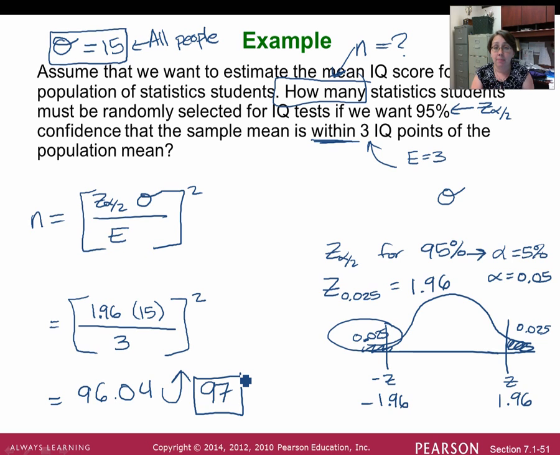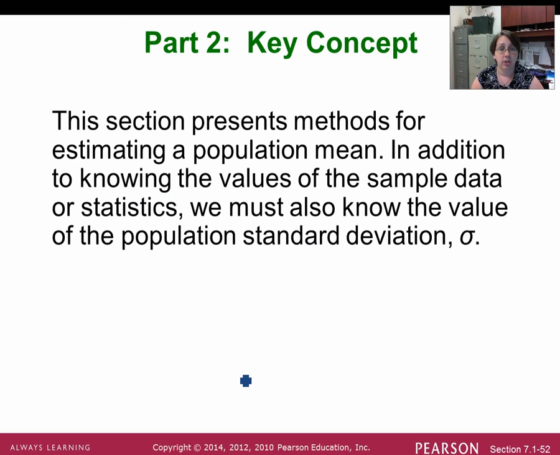So we're trying to estimate the population mean within 3, being a very small interval, and we want 95% confidence that the mean is in there. There you go, that's a good example. Alright, we have one more part. This section presents methods for estimating a population mean again.